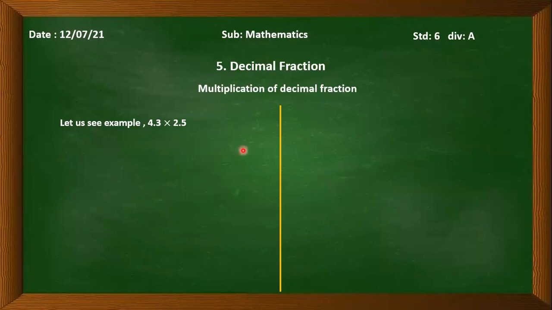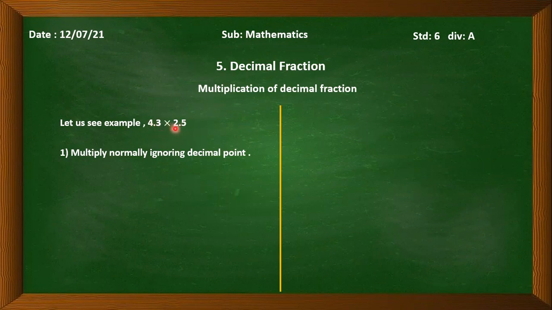Okay, so let's take the first rule. Multiply normally ignoring decimal points. That is, if you are given a sum like this, 4.3 multiplied by 2.5, first you have to remove the decimal points and multiply normally. So the number becomes 43 multiplied by 25. So it is easy to multiply, right? 43 multiplied by 25, because it doesn't contain any decimal point.